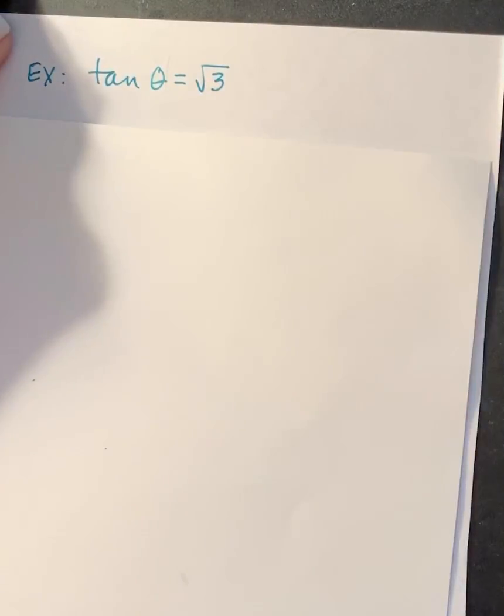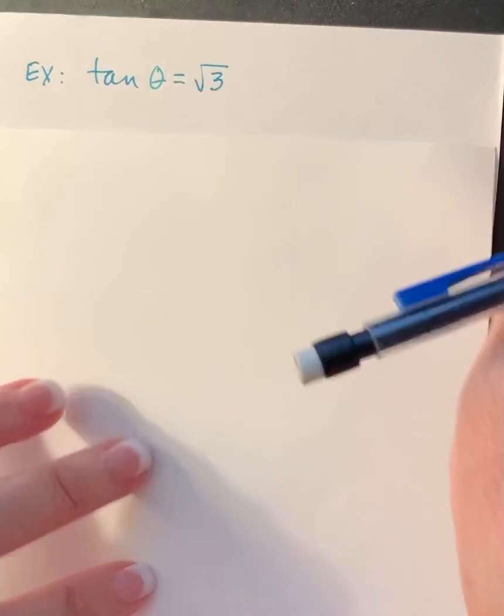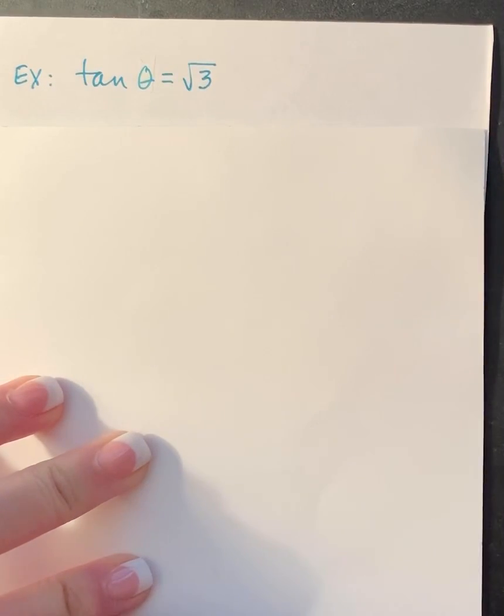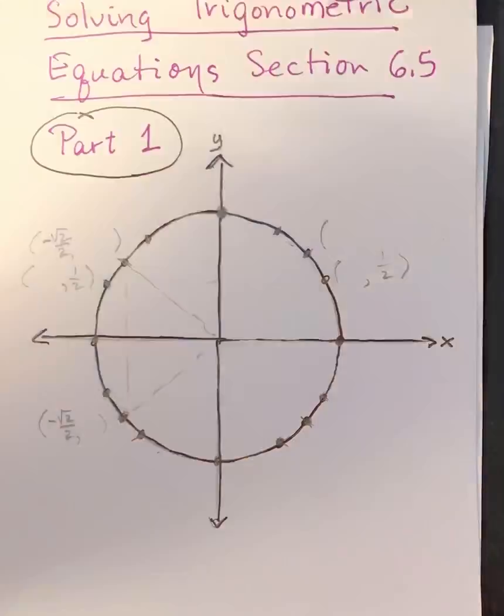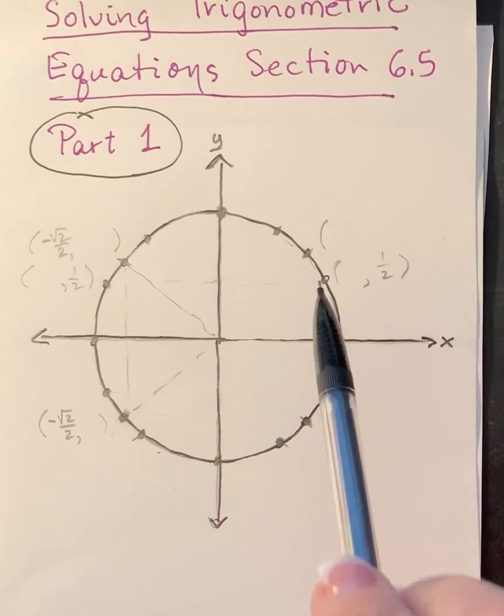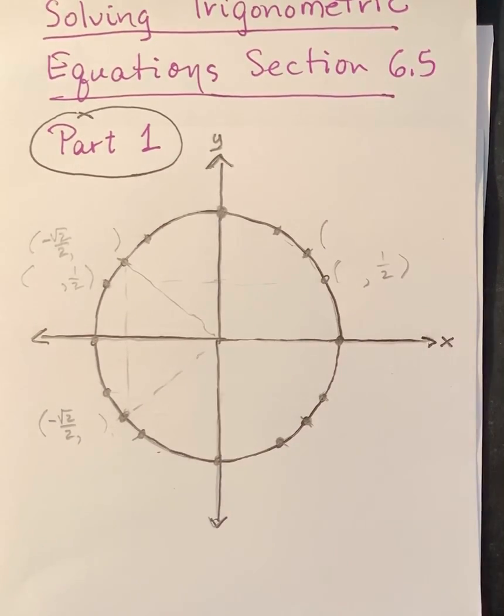Okay, this problem has tangent. Here you want to find out where the tangent of theta is equal to root 3 or the square root of 3. Okay, so if we go to our unit circle, now that's not going to be directly one of the coordinates. The tangent is the y coordinate divided by the x coordinate.